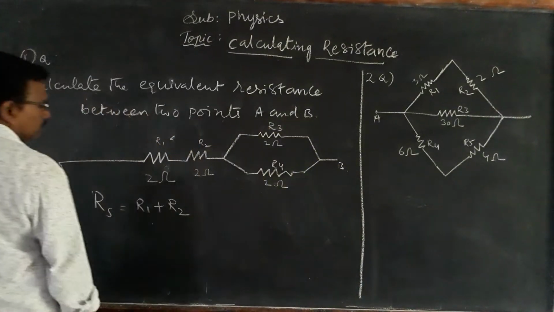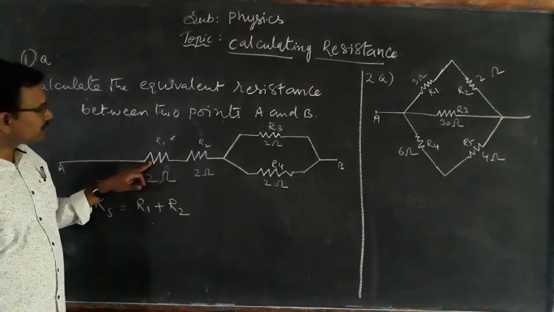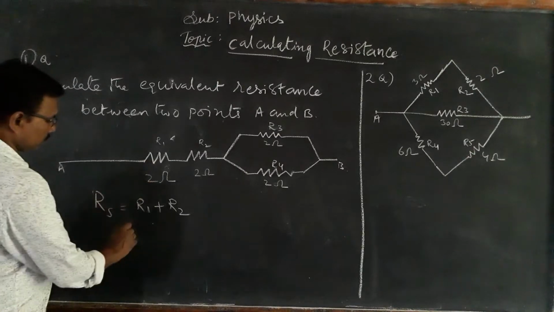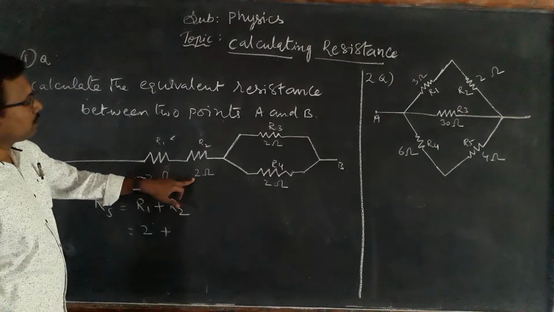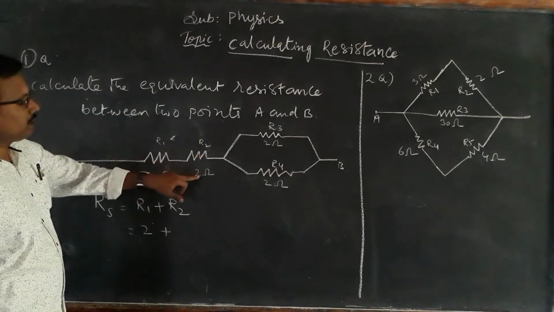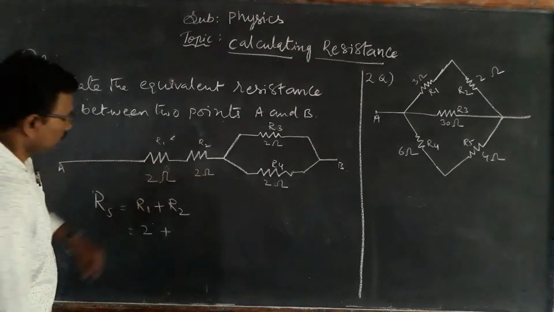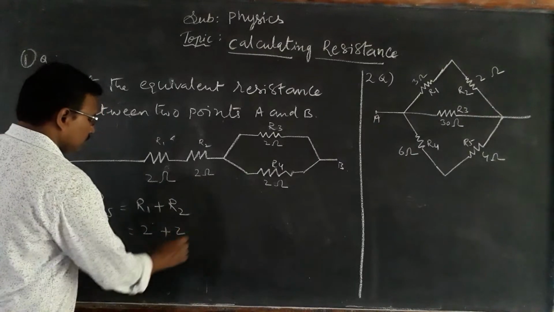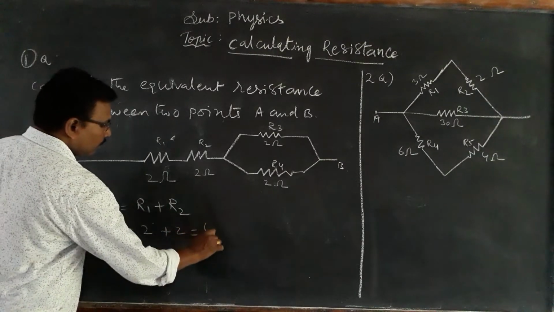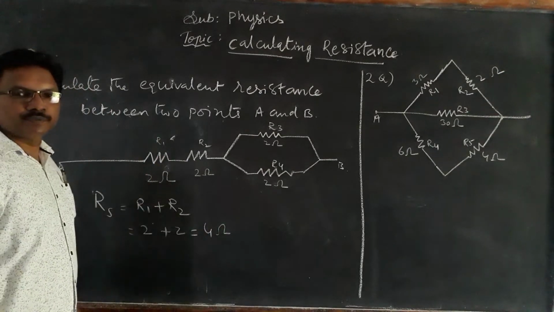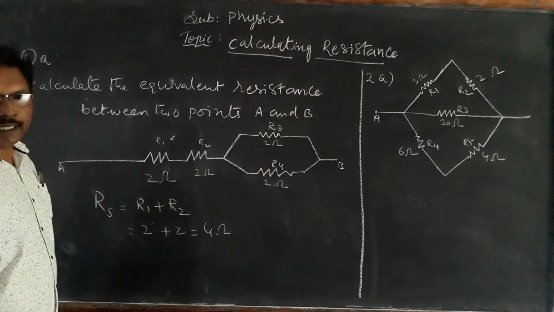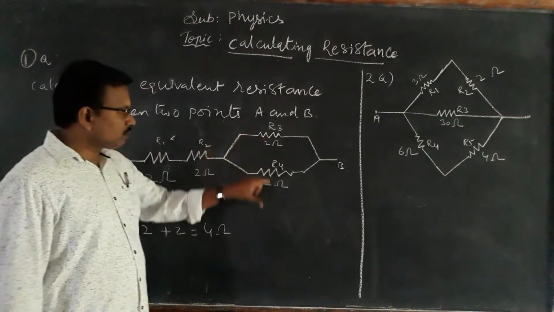R1 plus R2. What is the resistance of this resistor? 2 ohms. Plus, what is the resistance of this resistor? 2 ohms. Total how much? 4 ohms. These two are in series, you can add directly. Now come to these two.